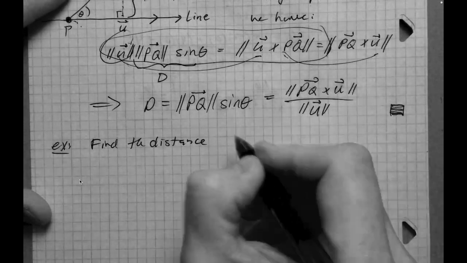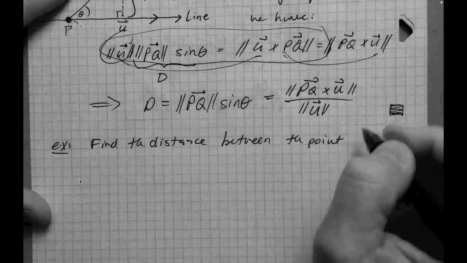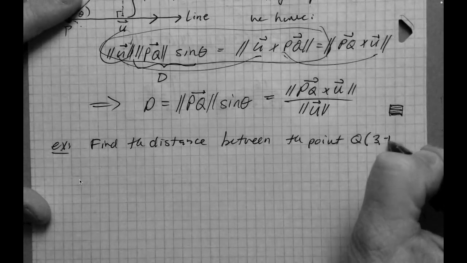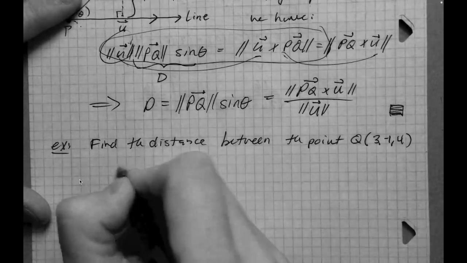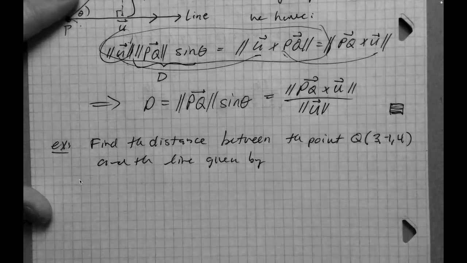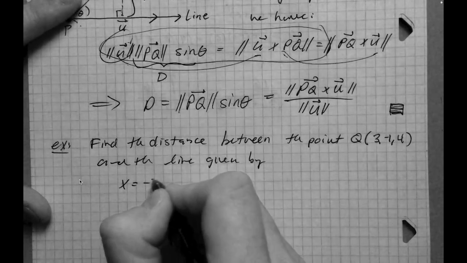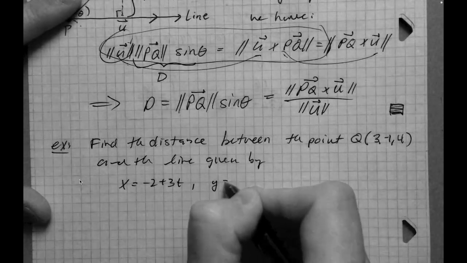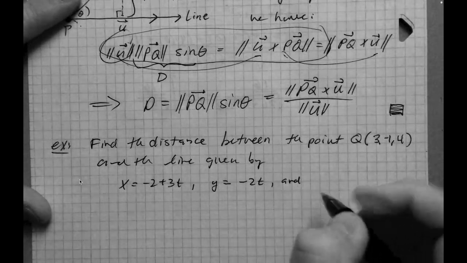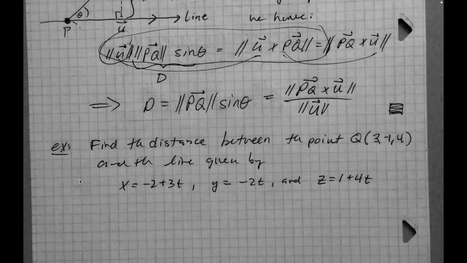Okay, find the distance between the point Q, where Q is (3, -1, 4), and the line given by parametric equations x equals -2 plus 3t, y equals -2t, and z equals 1 plus 4t. Okay.